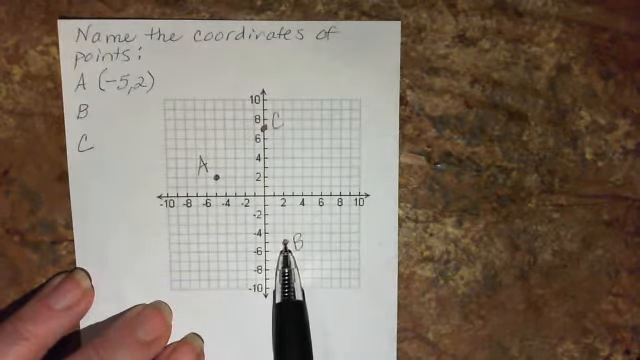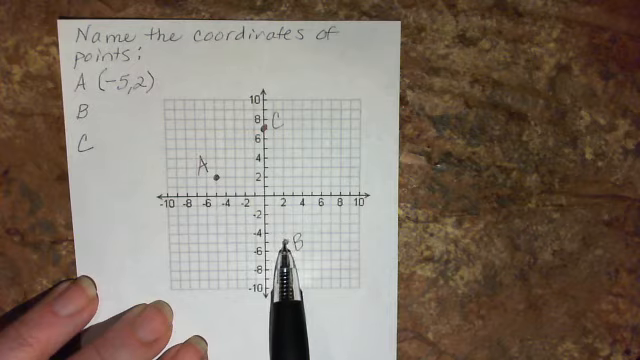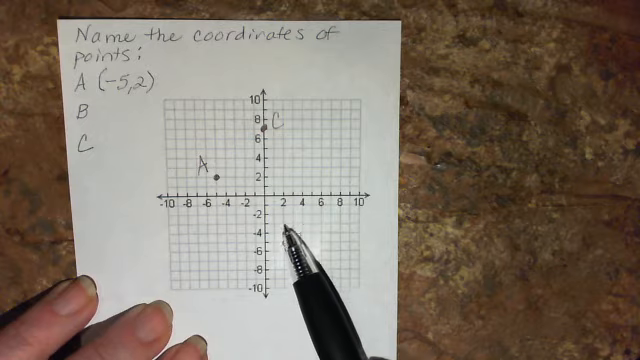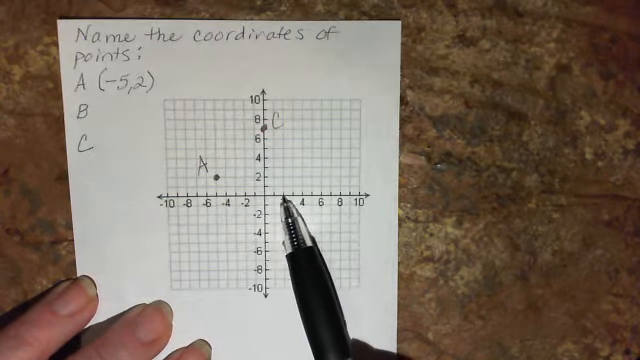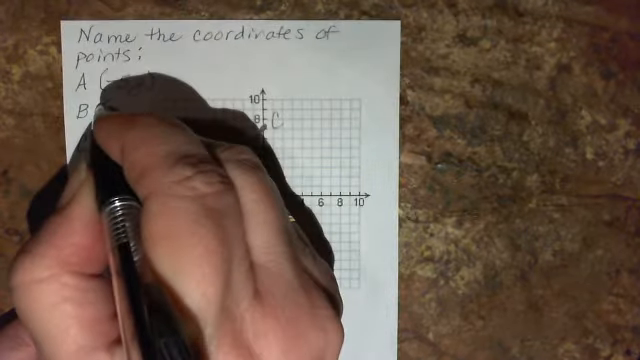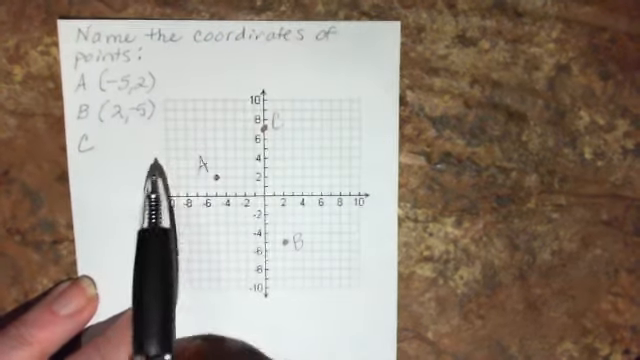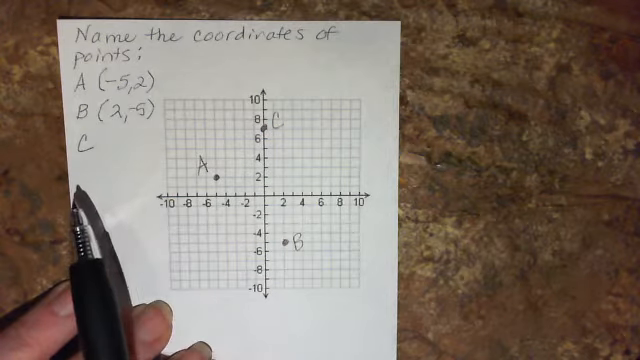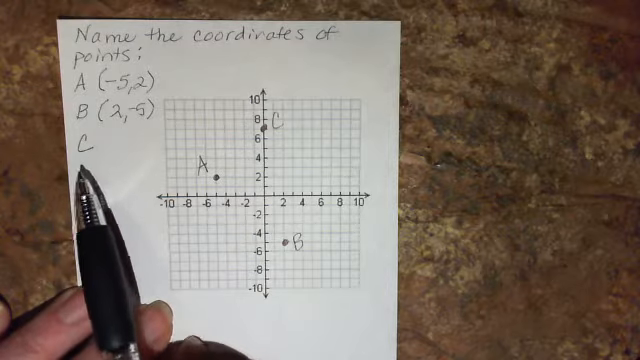Alright, let's do that then for point B. From the origin, how do we arrive at point B? Well, the x value is 2 and the y value is negative 5. So ordered pair 2, negative 5. Notice that it has the same two number values as our first ordered pair, but the order is very important. It's a different location on the plane.